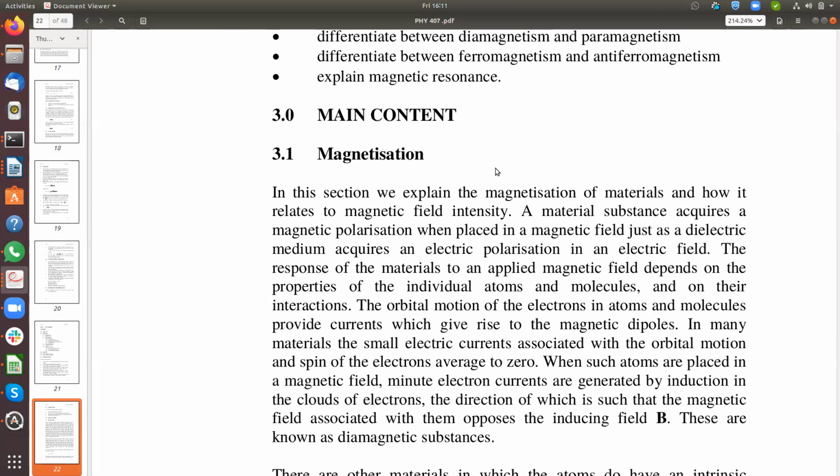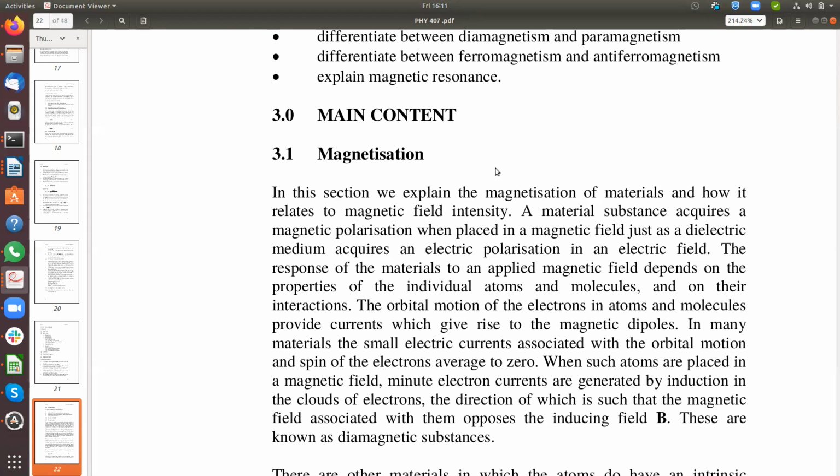Like we discussed in the case of dielectrics, when you bring a material into an electric field, you have what we call electric polarization because it will induce a field. The same thing happens in a magnet. When you bring a magnetic material into a magnetic field, it will induce what we know as magnetic polarization. And this magnetic polarization depends on the properties of individual atoms or molecules that constitute the magnets. That is what leads to the interaction between them.